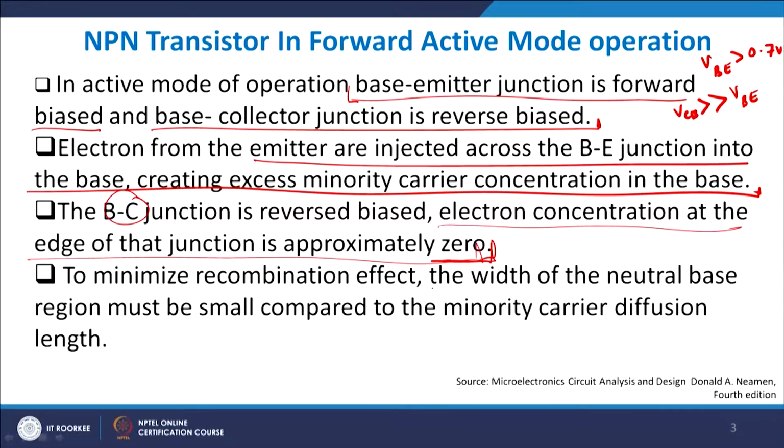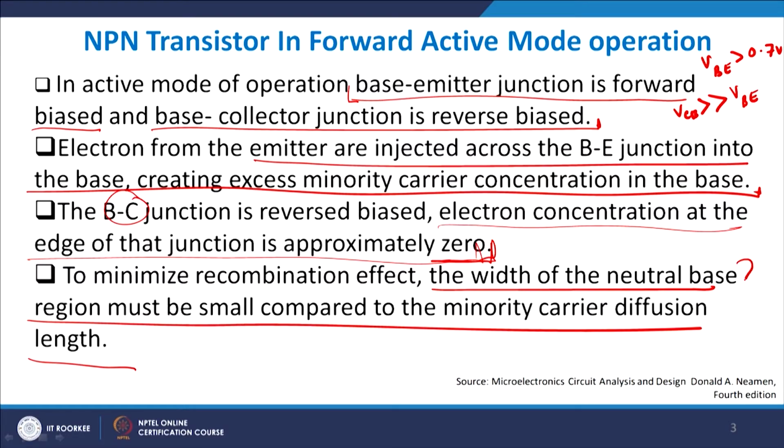Now, to ensure that the minimum number of electrons get recombined in the base region, the width of the base region should be very small as compared to the total dimension of the device. I will explain what this means in more detail. It says that the width of the neutral base region, why? Because you initially had p type for an NPN transistor, and now you have minority carrier concentration of electrons inserted into it, trying to make it neutral. The base width W, the width of the neutral base region, must be very small as compared to the minority carrier diffusion length.